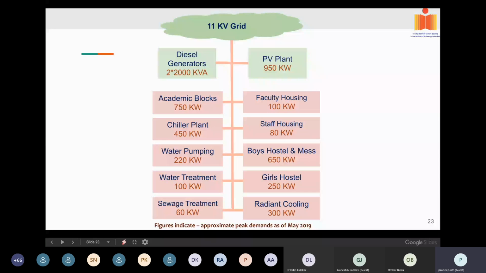So somewhere if a transformer has overloaded and tripped, immediately within 1 minute, the concerned department gets the SMS alert. So such kind of things we have implemented. Hope that answers the question.